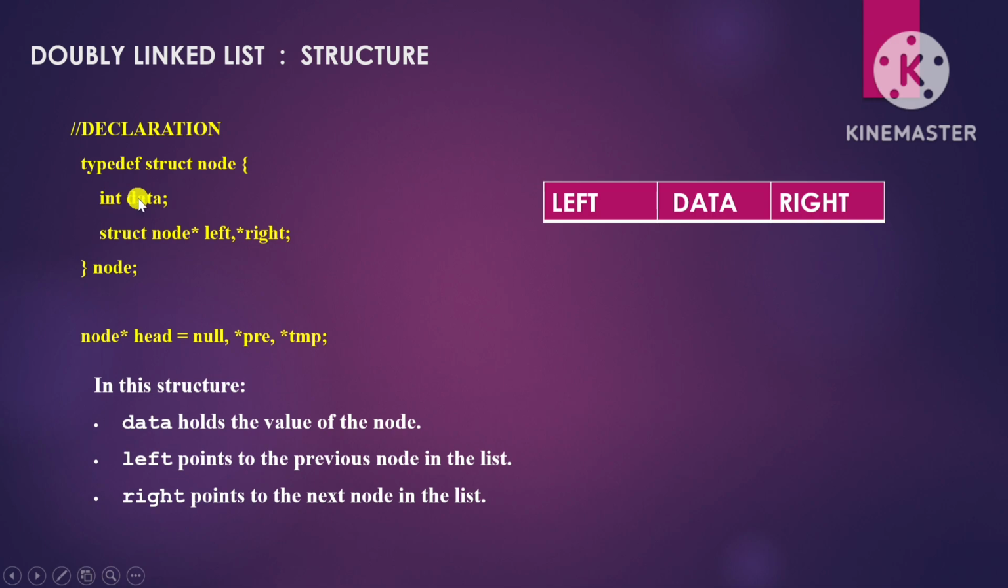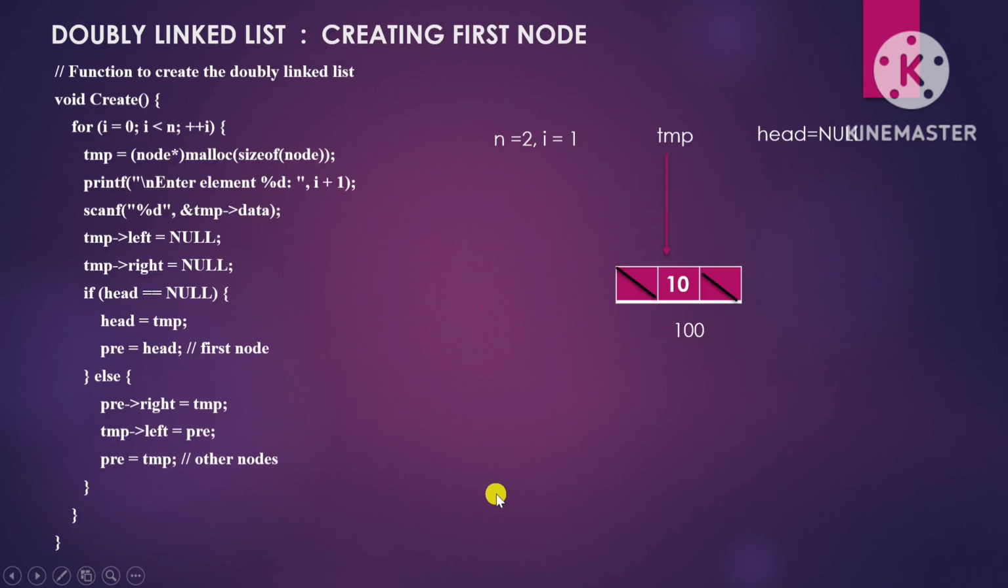Here we are going to define the structure of doubly linked list with the user defined data type, typedef. Here in the middle we have the data part, then the left part and right part. Asterisk left and asterisk right are pointers to the same node structure. This same node structure is given to the pointer variables asterisk head, asterisk pre and asterisk temp, where head is equal to null initially. In this structure, data holds the value of the data, left points to the previous node in the list, and right points to the next node in the list.